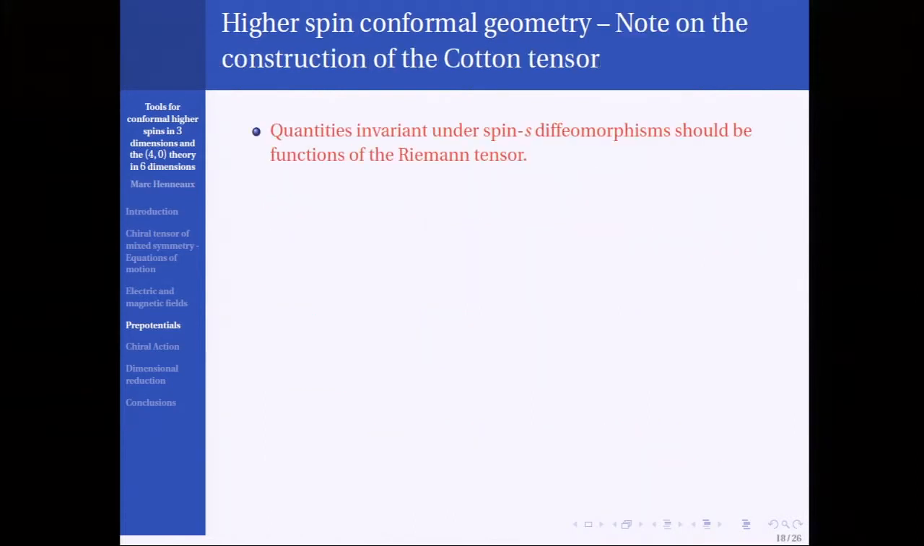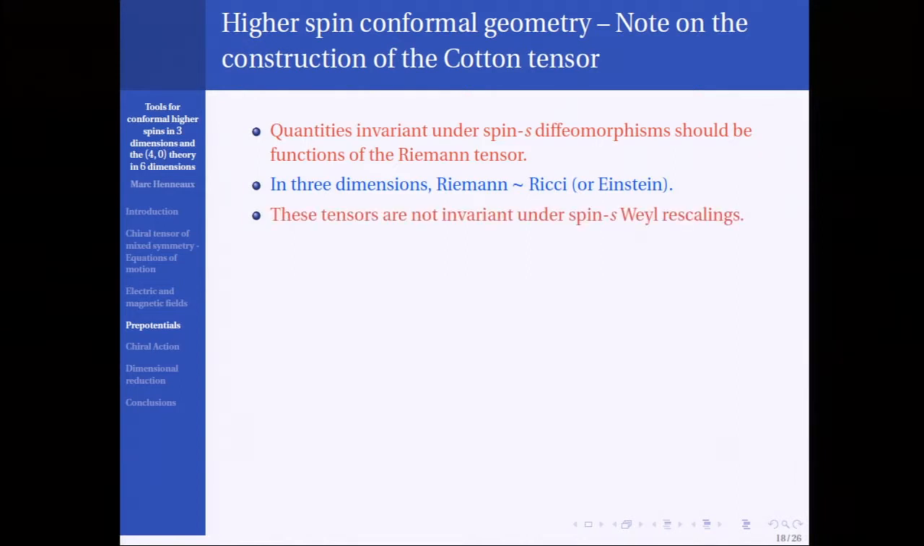Now, how does one construct explicitly the Cotton tensor? Well, we have to find objects which are invariant under spin S diffeomorphism and spin S Weyl transformation. So we first look at spin S diffeomorphism. The Riemann tensor captures invariance under spin S diffeomorphism. But what is peculiar to 3 dimensions is that the Riemann tensor is completely equivalent to the Ricci tensor. I mean, the piece without trace identically vanishes. There are just not enough possible values of the indices. But Riemann is not invariant under spin S Weyl rescalings, and neither are Ricci or the traces.